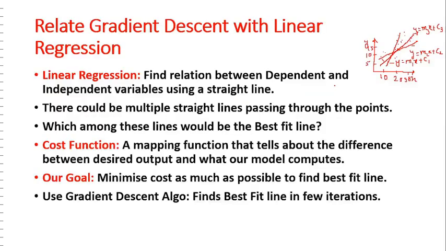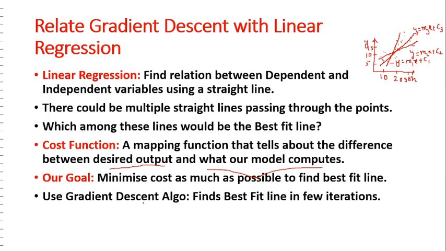Okay. So cost function is a mapping function which tells us the difference between our desired output and what our model computes. So our goal is to minimize this cost function as much as possible so that we can find out the best fit line. Okay. So what if we try all permutations and combinations of m and c to find the best fit line? Is it feasible? No, not at all. It's such an inefficient way. So we use gradient descent.